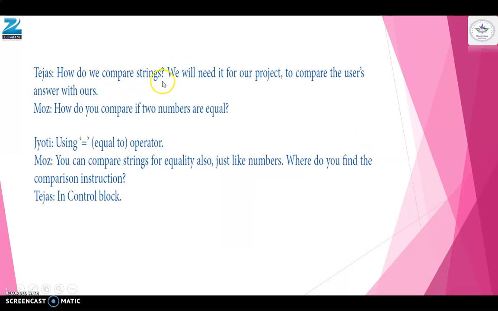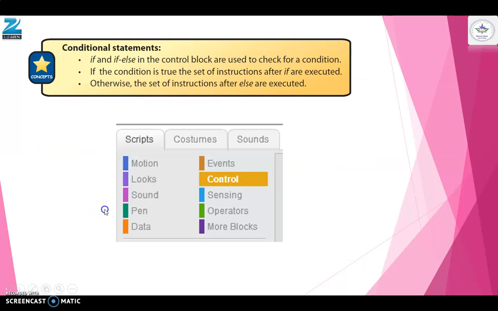How do we compare strings? We will need it for our project to compare the user's answer with ours. How do you compare if two numbers are equal? So here we are talking about comparing strings or numbers. Using the equal to operator, you can do that. You can compare strings for equality also, just like numbers. Where do you find the comparison instruction? Not only strings, you can compare the instructions also, which will be there in the control block.